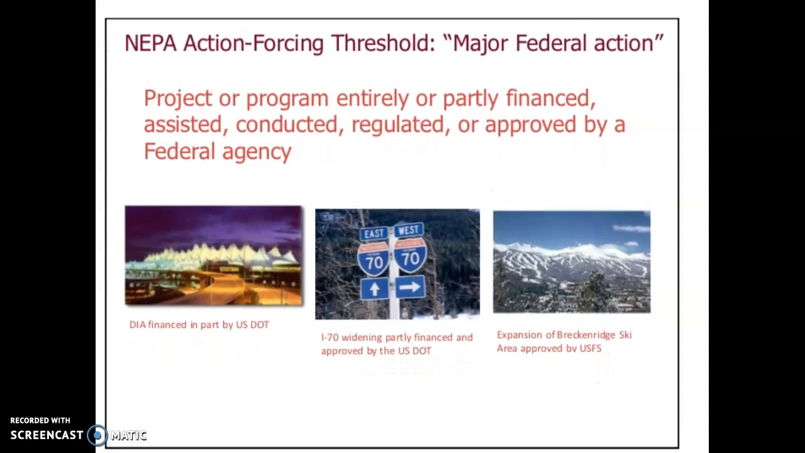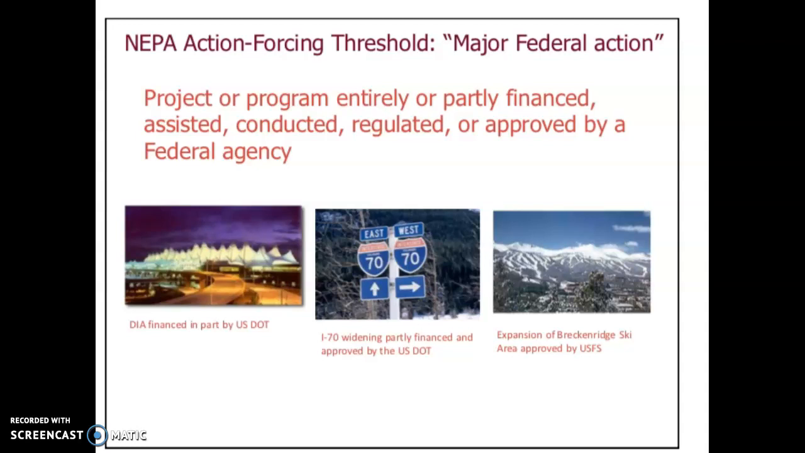And so this can be a wide variety of things. Here's some examples of things that took place in Colorado. So just to give you an idea of the variability of what can be considered a project or a program. So it can be entirely or partially financed or assisted, conducted, regulated, or approved by a federal agency.